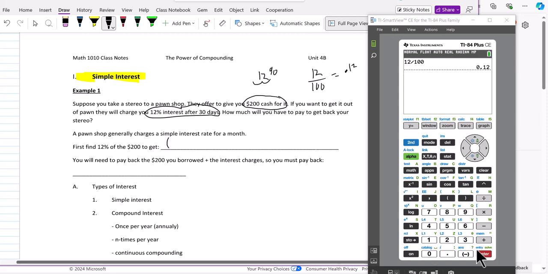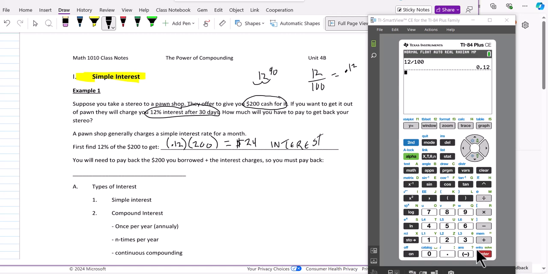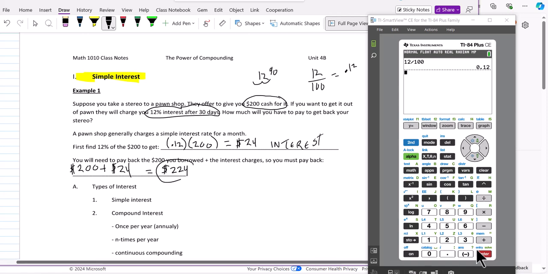So go ahead and write in your notes that you're going to do 0.12 times 200. You can do that on your calculator, and that will give you $24 worth of interest. Okay. So now, when you go to the pawn shop, you have to give back the 200 and you have to pay them interest. That's how they make their money. So you would pay back the $200 plus the $24. In order to get your stereo back, you would pay $224 after 30 days.